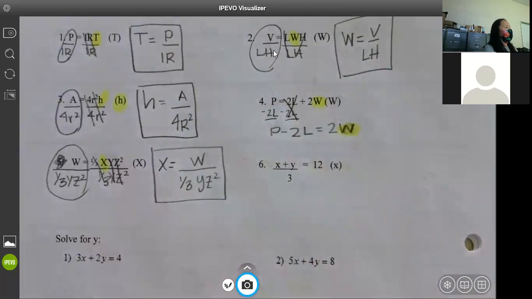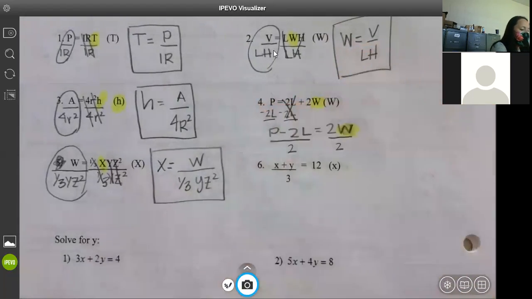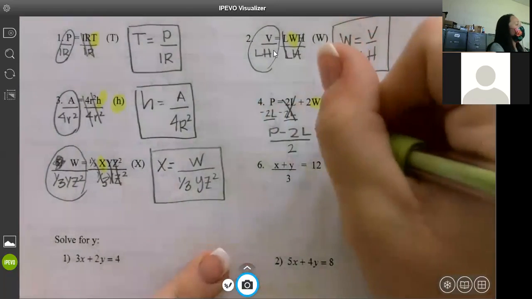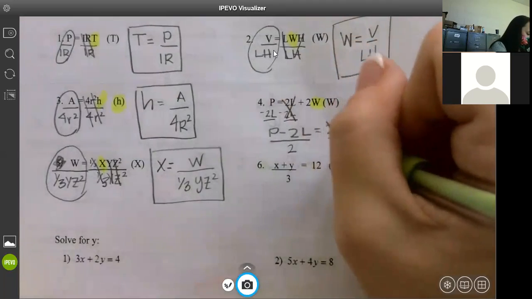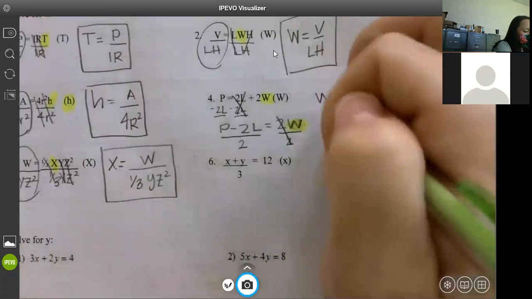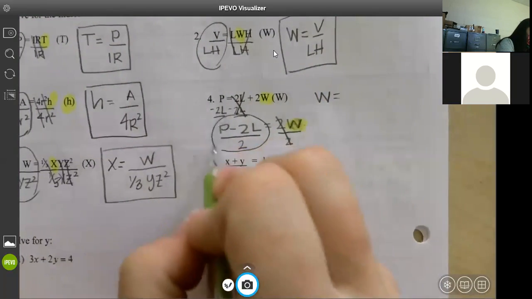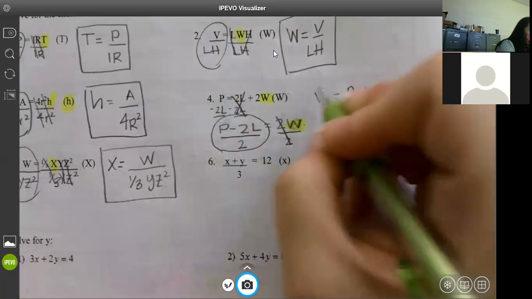I still need to get W by itself. How do I get rid of that 2? Oh, look at it. If it were 2x, how would I get rid of the 2? Divide it. That's the one we're having trouble with a little bit, so be careful on that. What I do to one side, I do to the other. Remember, if they're side by side, we're multiplying. We're going to mark out that 2, which leaves us with W, and we're going to write the other side down. P minus 2L over 2.